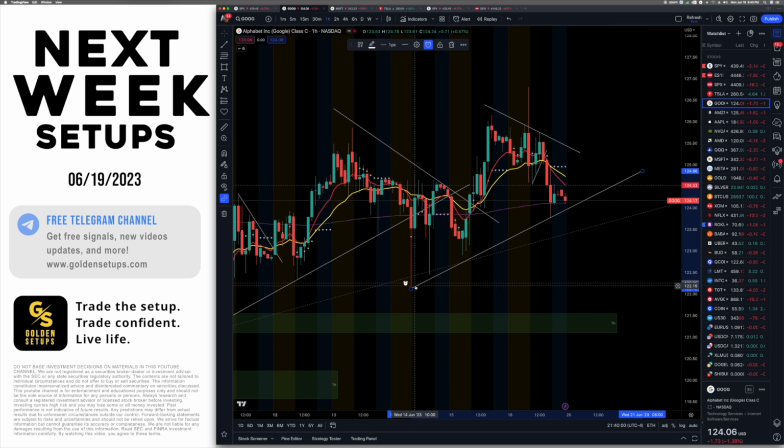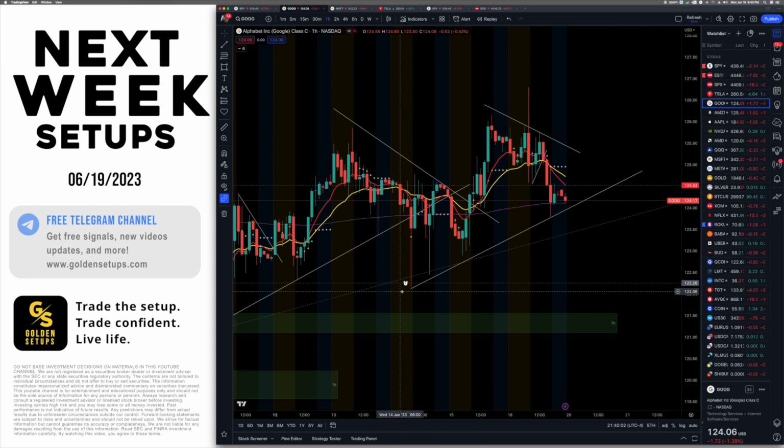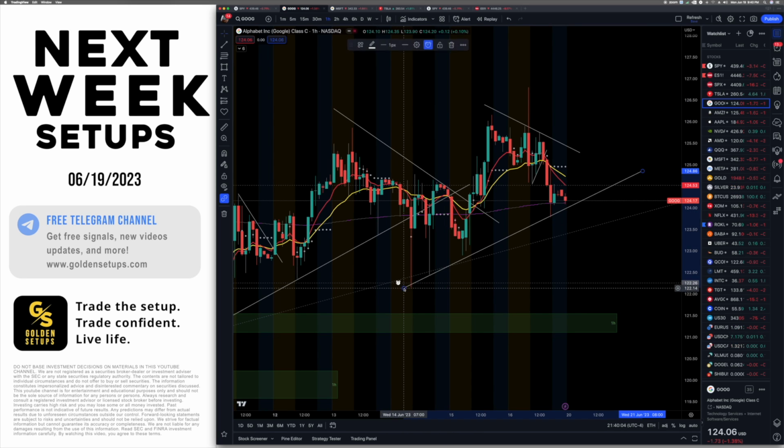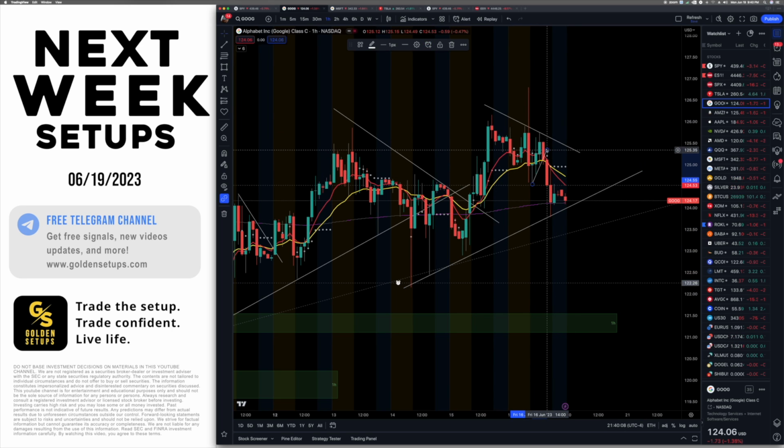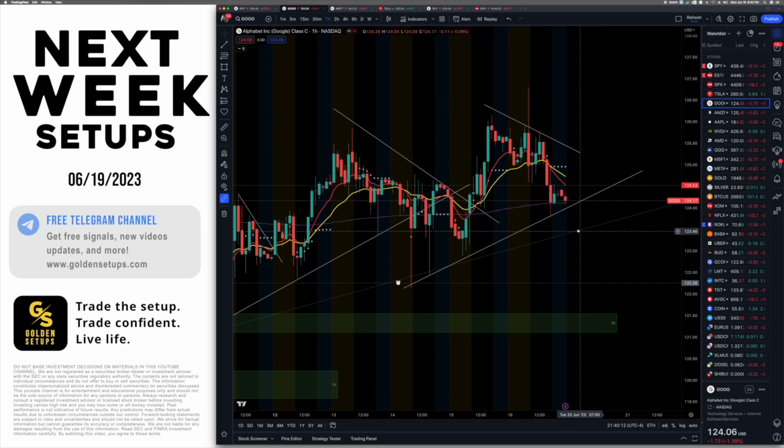But anyhow, I'm going to go ahead and extend this trend line over here to the upside, and we are going to see how this turns out next week. Are we weak or are we strong? I would say that right now we're looking pretty weak. We're below the 9, below the 20, below the VWAP.